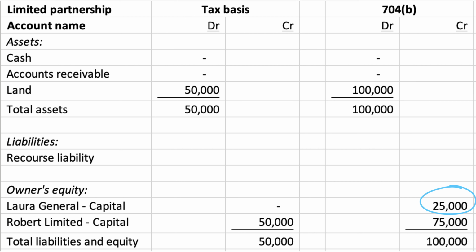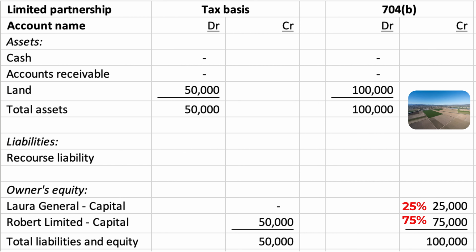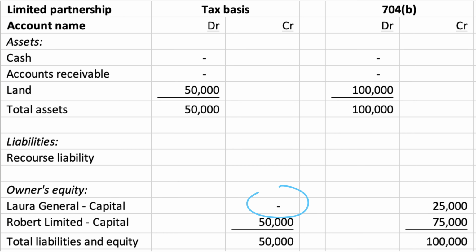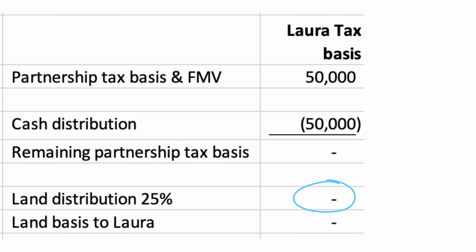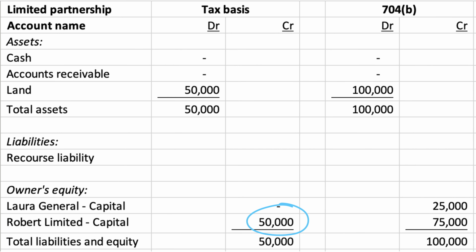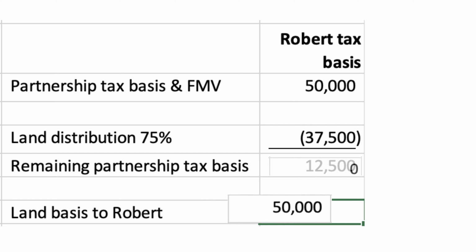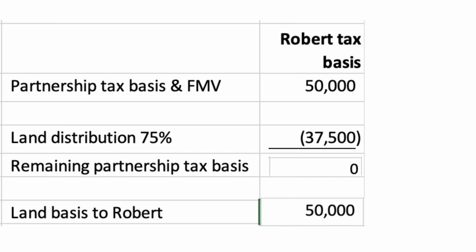Now Laura's fair market value capital account is $25,000, and Robert's fair market value capital account is $75,000. The partners agree to distribute 25% of the land to Laura and 75% of the land to Robert. Laura has no remaining partnership tax basis to attach to the land, so the land's tax basis to Laura is zero. Robert, on the other hand, has a $50,000 tax basis remaining in the partnership interest. Since this is a liquidating distribution, he follows Section 732, and the remaining tax basis of his partnership interest attaches to his 75% share of the land.